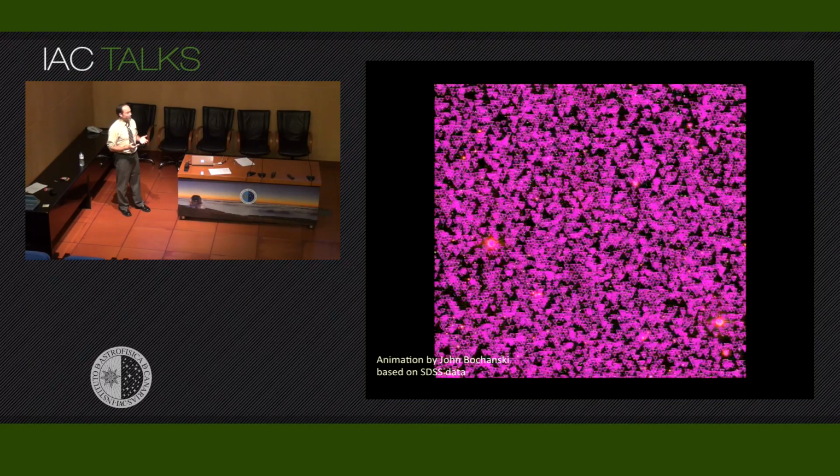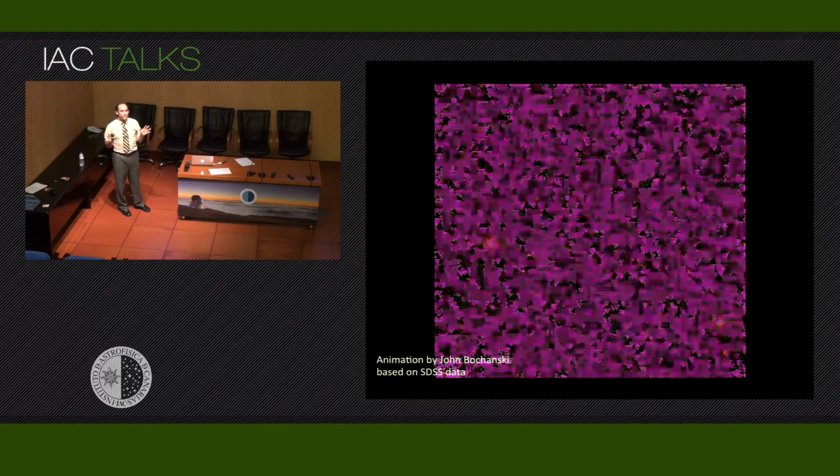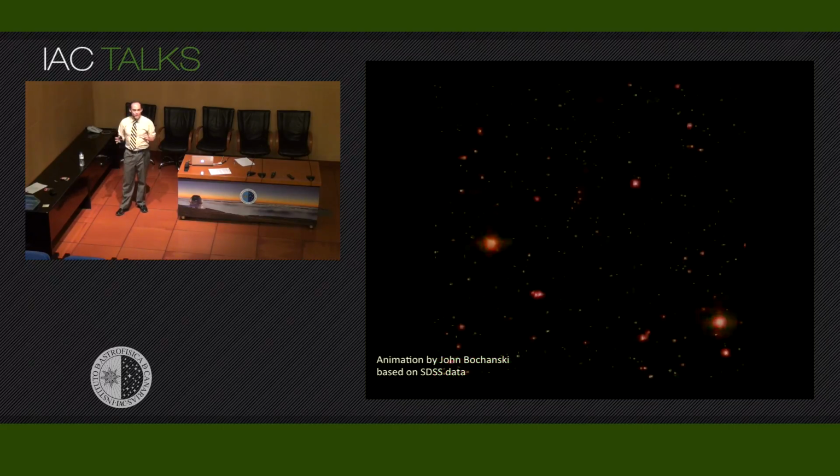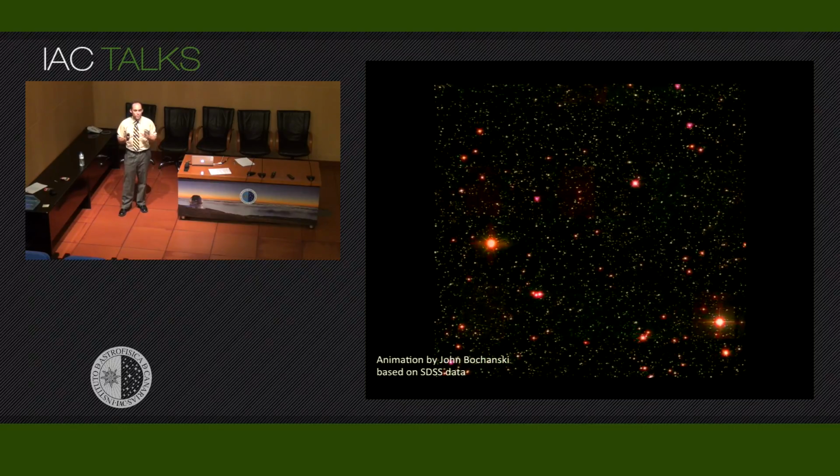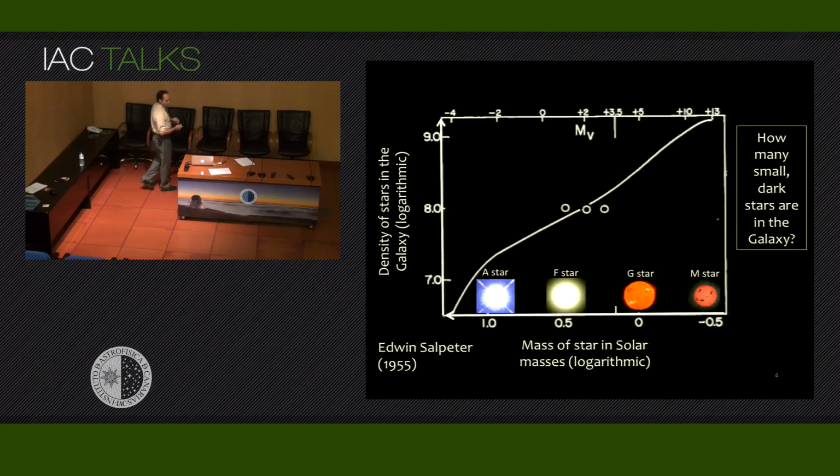Okay, so hopefully the point being made here is that we are literally surrounded by these little tiny stars, these M dwarfs, the coolest stars that were known up until about 10, 15 years ago. We are literally surrounded by these things in the galaxy. And this has been known for quite some time.